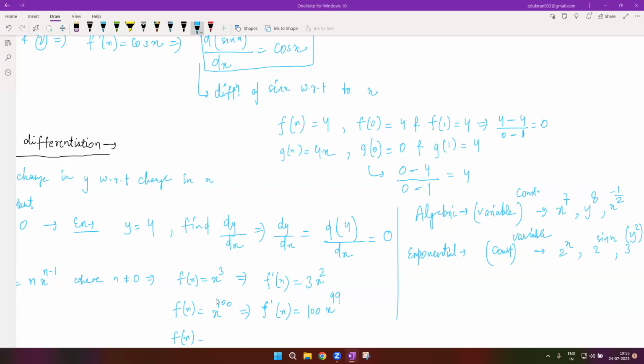Let's say we have this function f(x) is equal to x to the power minus 2. Then what will be our f dash x? This is also an algebraic function, right? x to the power minus 2. Can anyone tell? So we will take the power outside and reduce the power by 1.